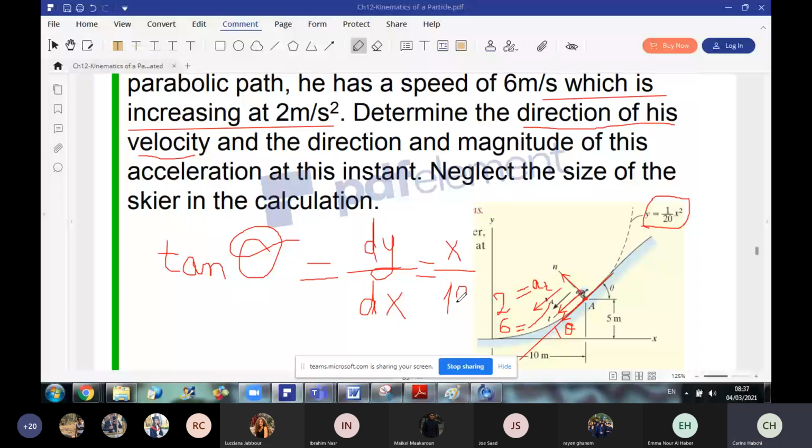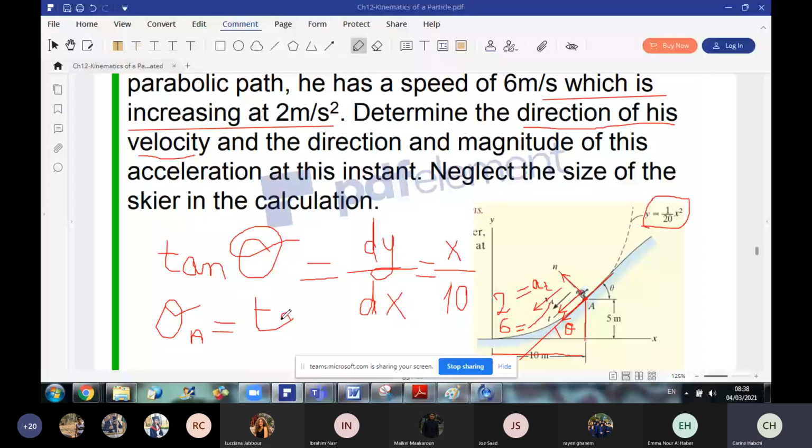Now, concerning the value of theta at point A. At point A in particular, what is x? As you can see here, x is 10 meters. So to find theta A, the theta at point A, I can say that theta A will be calculated as tangent minus 1 of x of A over 10.